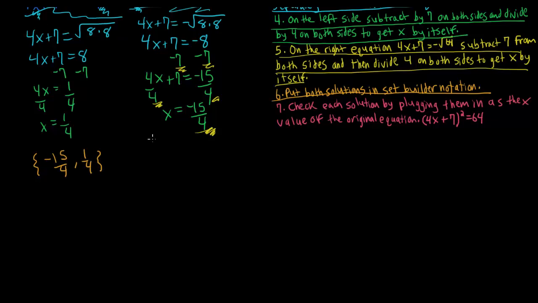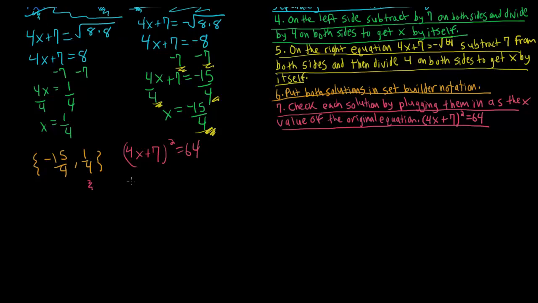But let's make sure these are actual solutions. So step 7, check each solution by plugging them in as the x value of the original equation, which is (4x + 7)² = 64. So let's do that. (4x + 7)² = 64. Let's plug in our 1/4 value.